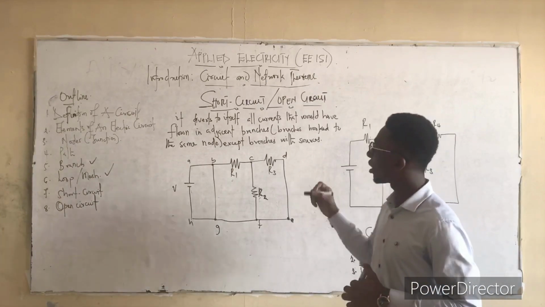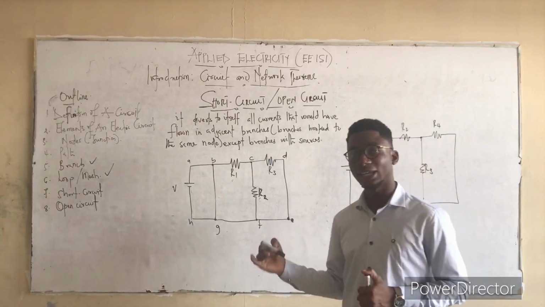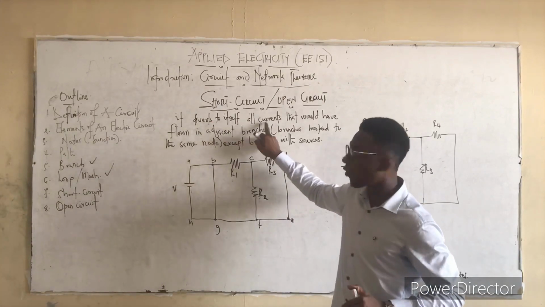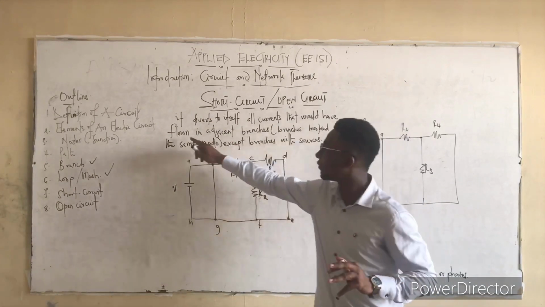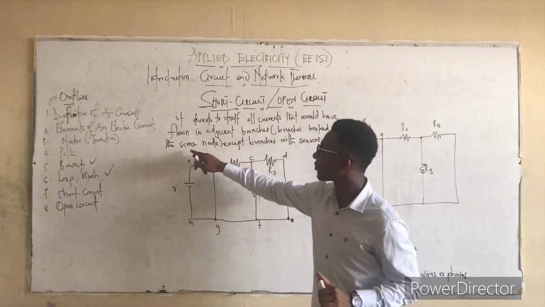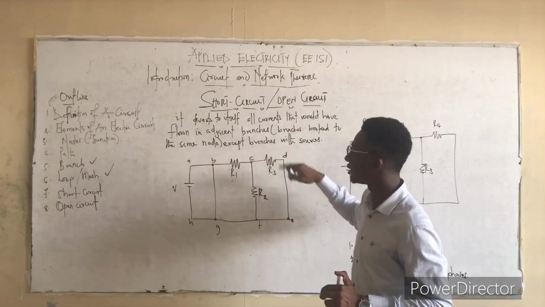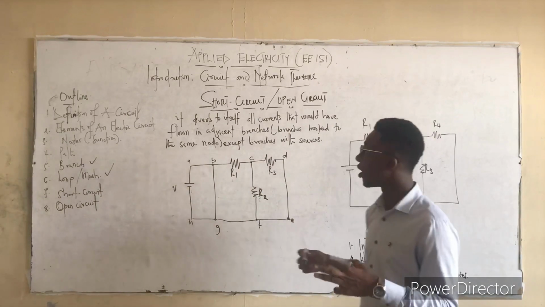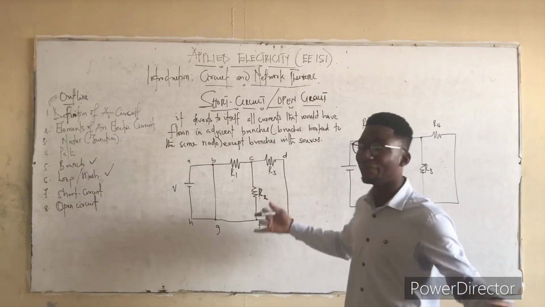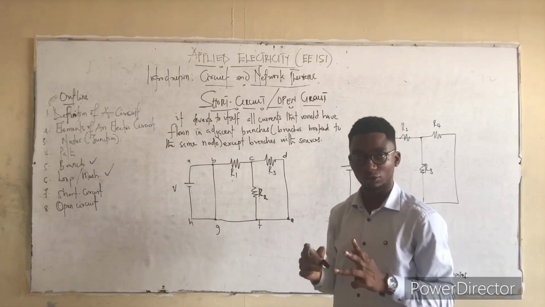So now, when there is a short circuit in a circuit, that short circuit diverts to itself all currents that would have flown in adjacent branches, that is, branches hooked up to the same node, except branches without sources. So the short circuit within a circuit will actually divert all currents onto itself.